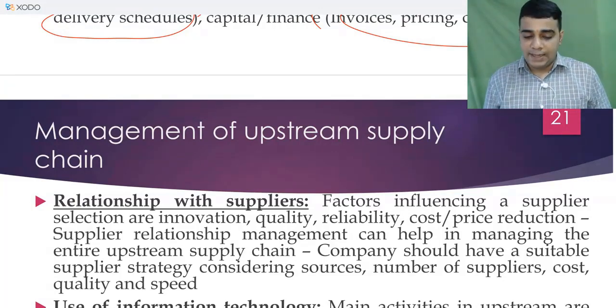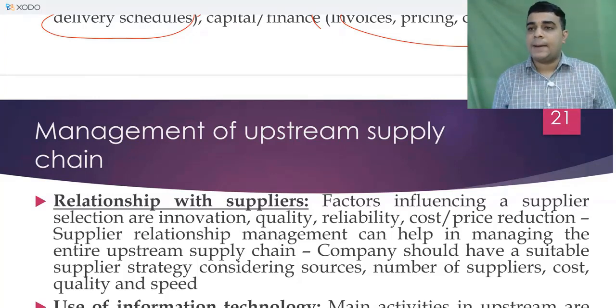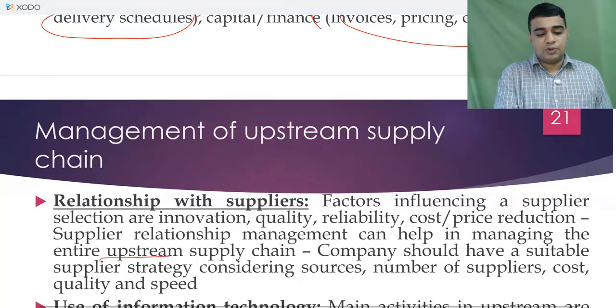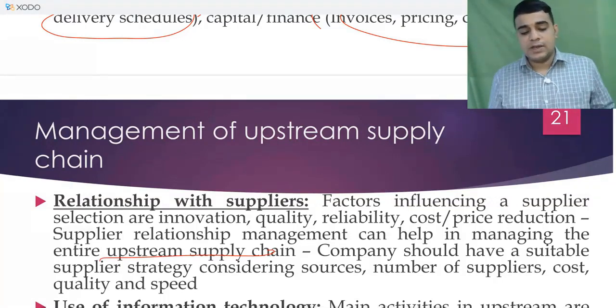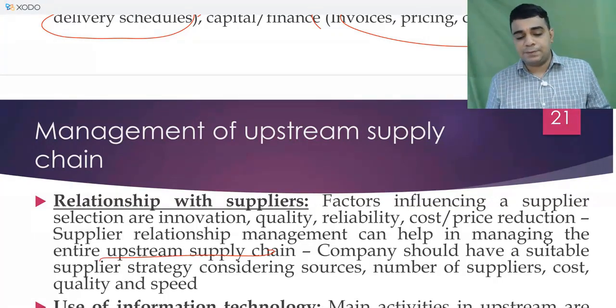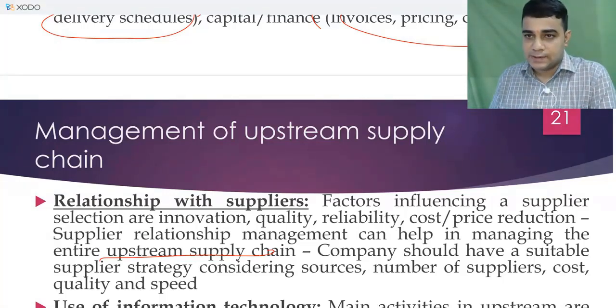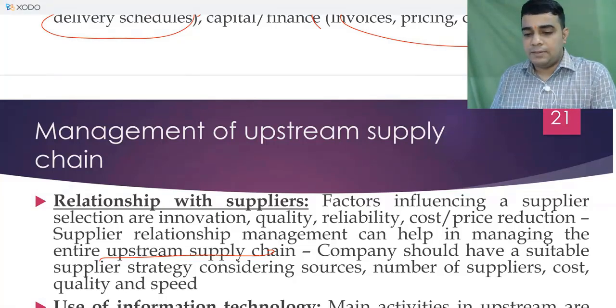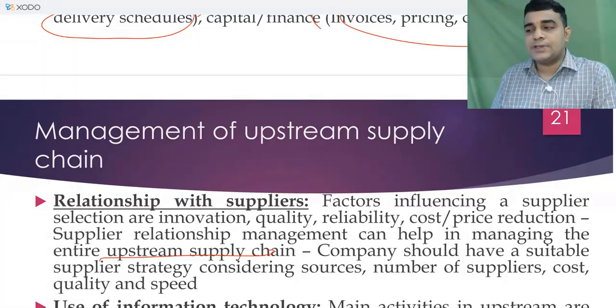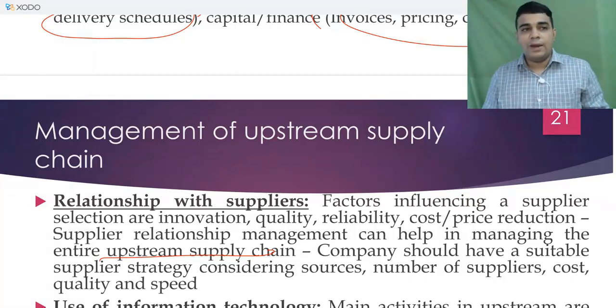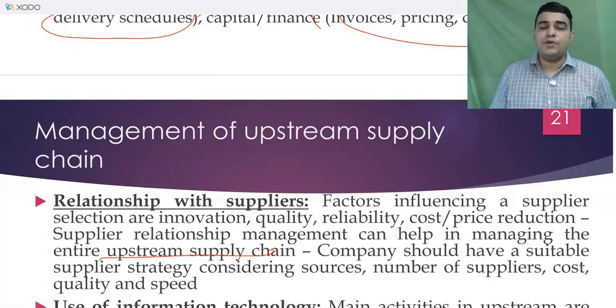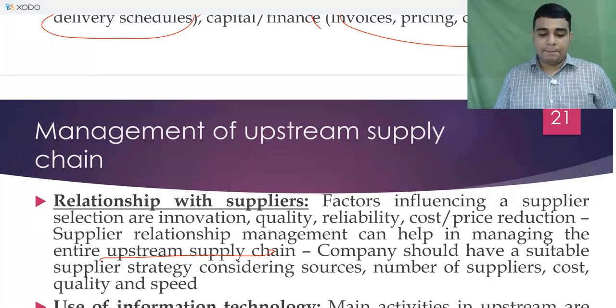Supplier relationship management can help in managing the entire upstream supply chain. A company should have a suitable supply strategy considering sources, number of suppliers, cost, quality and speed. Post COVID, a lot of organizations have started focusing on this, because during COVID times many tools would say that you need to move towards a single sourcing strategy. A single sourcing strategy has its own set of disadvantages, because if anything happens to the supplier, you will be significantly impacted. So you will have to take a call whether you need to do single sourcing or go for multiple suppliers.